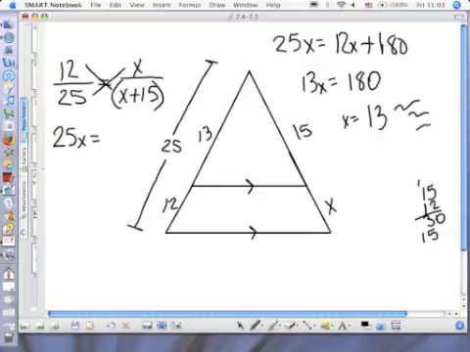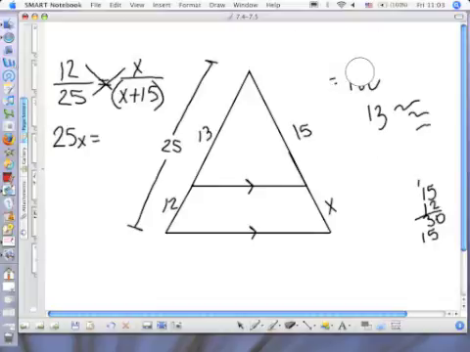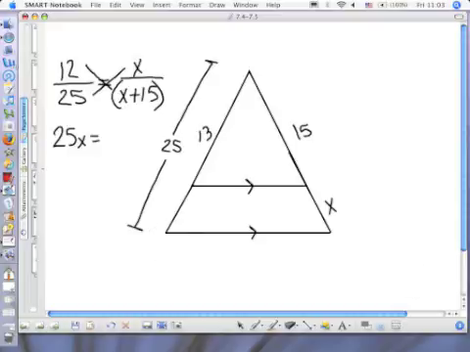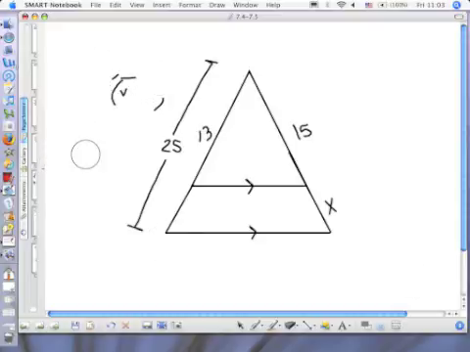Now, how do we do that? Knowing this information, remember I have to know that these two lines are parallel to each other. If that's true, we learned all kinds of ratios that we can set up. Now we can do this one of two ways. And the easier way is this. If this whole side is 25 and the top portion is 13, don't we know the bottom? Yes. It's 12.